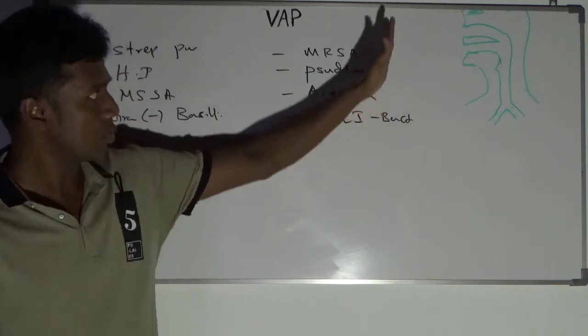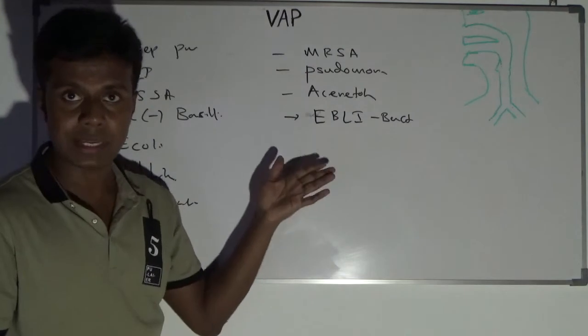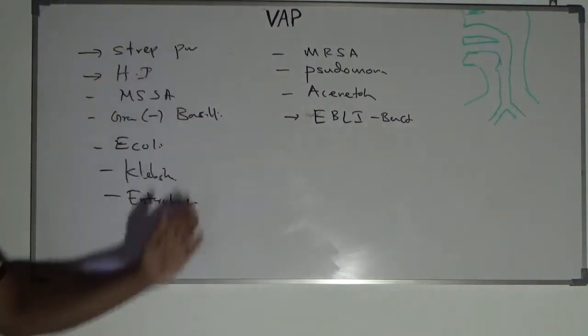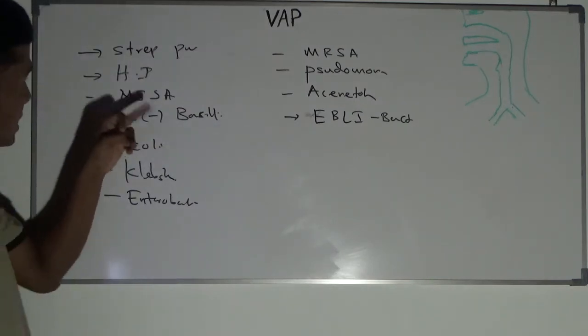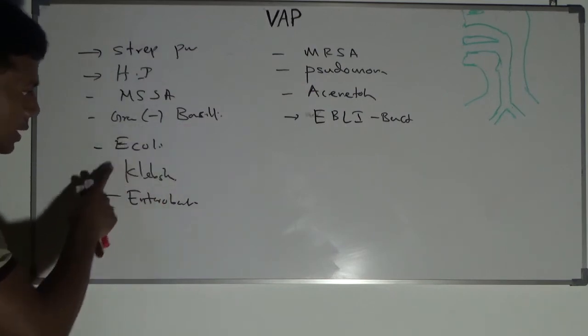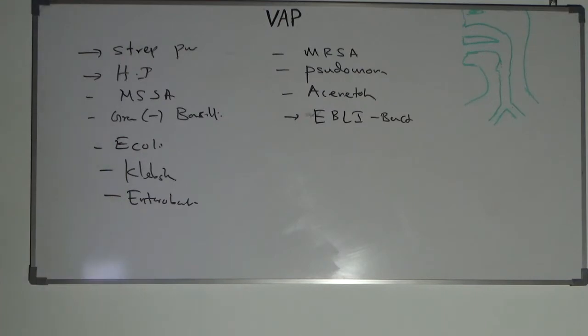I think this group is more familiar to you because we take it as the more serious one. The other group can usually be cured with simple antibiotics: Strep pneumoniae, Haemophilus influenzae, methicillin sensitive Staph aureus, gram negative bacilli, E. coli, Klebsiella, and Enterobacter. So we will see what the pathogenesis of ventilator associated pneumonia is.